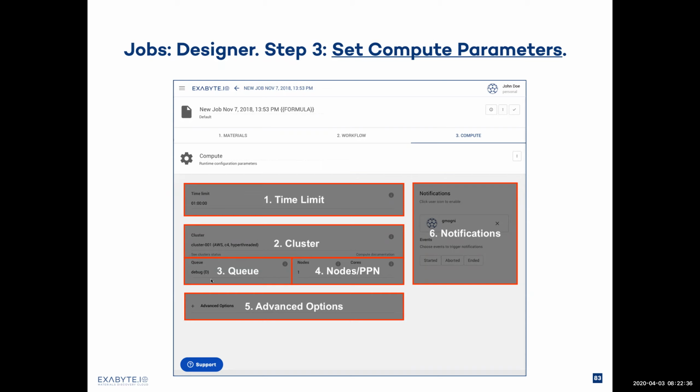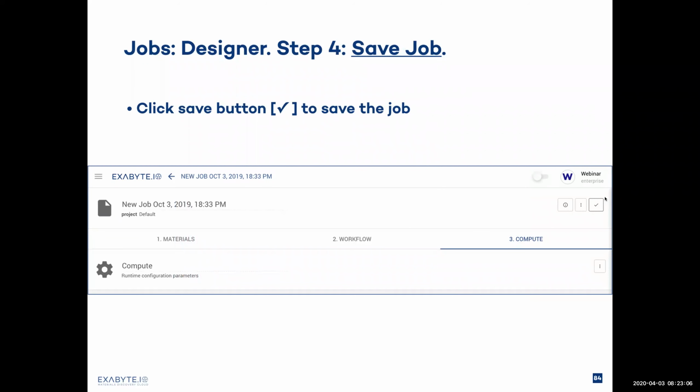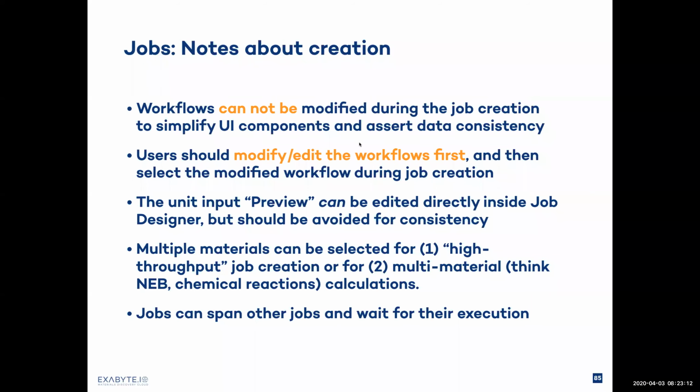For example, the debug queue is meant for very quick turnaround, but limited resources. The ordinary queues are where the bulk of the calculations would happen, and the fast queues are meant for high throughput, multiple parallel calculations running at the same time. There are certain notification options, like you'll get an email when the job is started or aborted or ended. And there is a certain set of advanced options as well. Next, we click on Save in the header to save the job. And that's how we create a calculation.